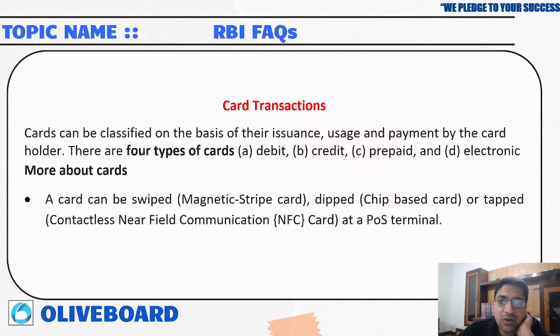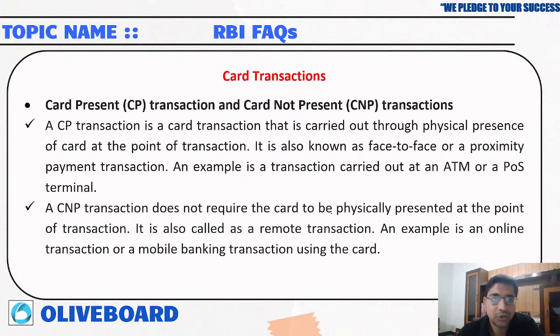Okay, now card transactions. There are 4 types of cards in India: debit card, credit card, prepaid card, and electronic card. A card can be swiped, that is a magnetic strip. They can be dipped, as there are chip-based cards, tapped, contactless, near-field communication, and point of sale terminal. Okay, so there is card present transaction, and card not present transaction.